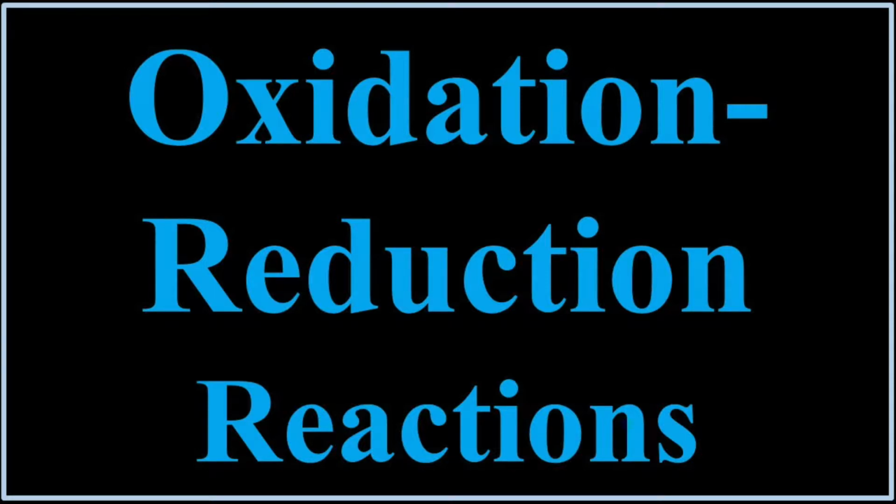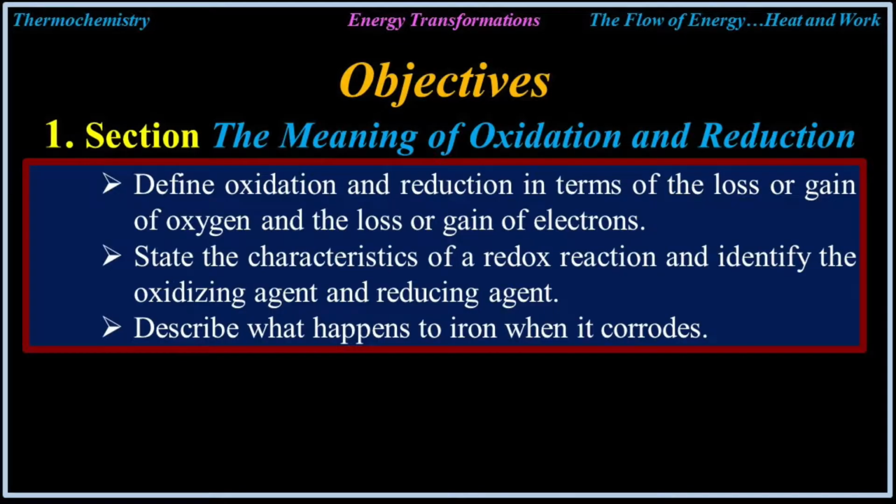Oxidation, reduction reactions. Let's look at the objectives for section 1, the meaning of oxidation and reduction. Define oxidation and reduction in terms of the loss or gain of oxygen and the loss or gain of electrons. State the characteristics of a redox reaction and identify the oxidizing agent and the reducing agent. Describe what happens to iron when it corrodes.